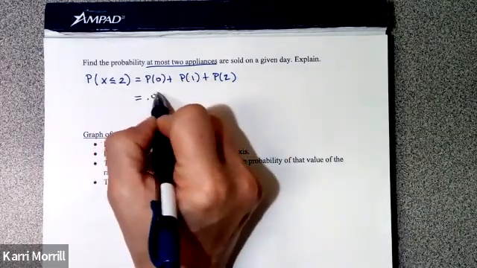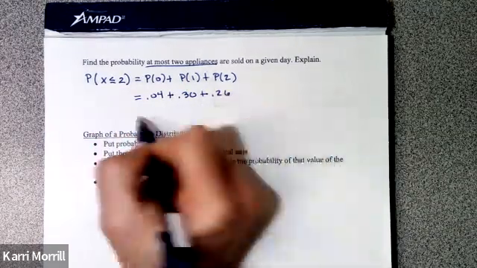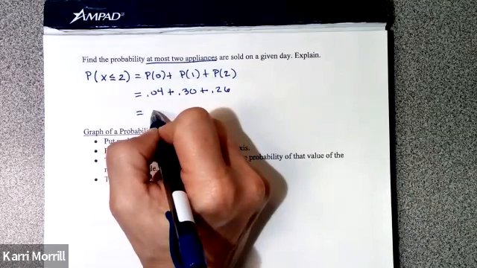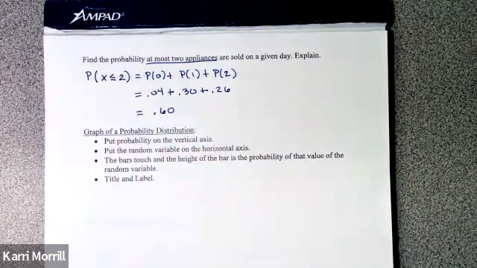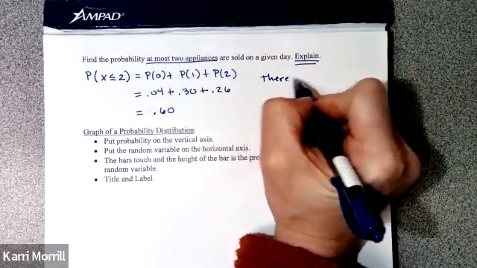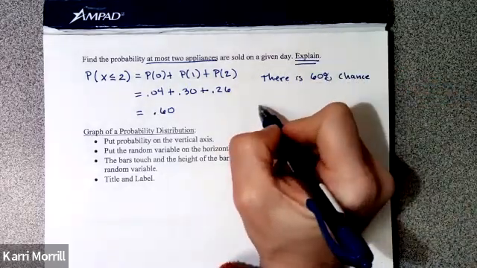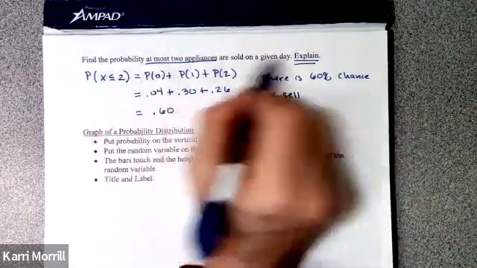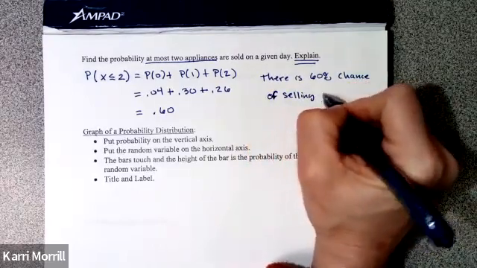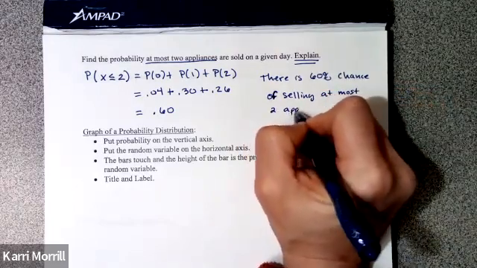So we have 0.04, 0.30, 0.26 that we're adding together. Those numbers come from that chart on the page before. So this would be like 0.60 when you add them together. So in our explain, I would write there is a 60% chance of selling, and kind of back into the question word verbiage, of selling at most 2 appliances on any given day.